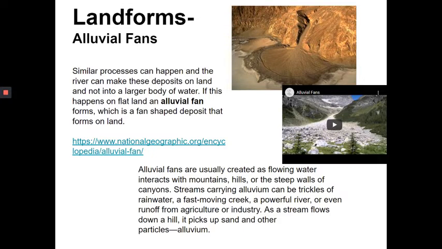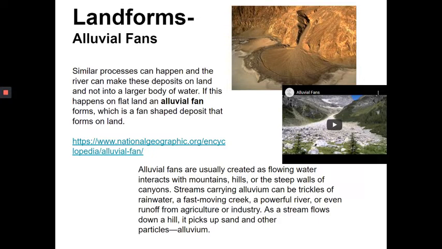Alluvial fans are usually created as flowing water interacts with mountains or hills or steep walls of canyons. So those areas I pointed out in the Washington Canyon that kind of look like gravity erosion are an example of an alluvial fan. Streams carrying alluvium can be trickles of rainwater and fast-moving creeks, or powerful rivers, or even runoff from agriculture and industry.